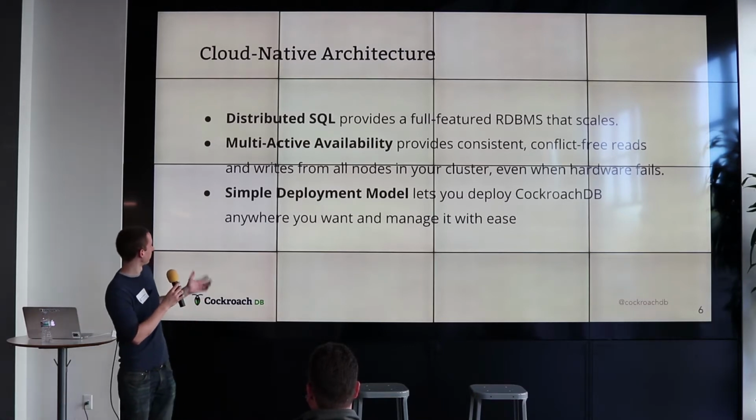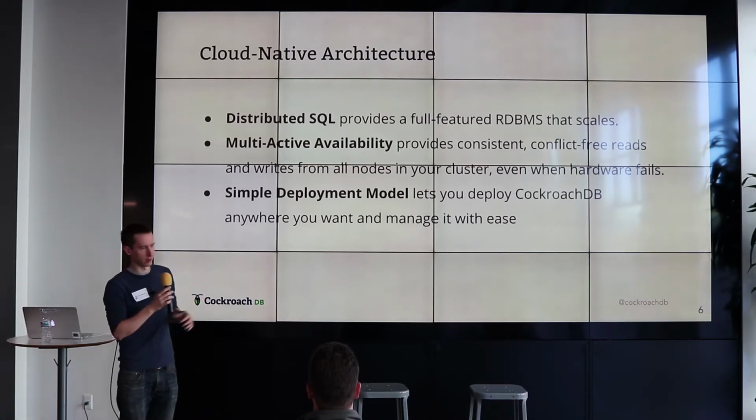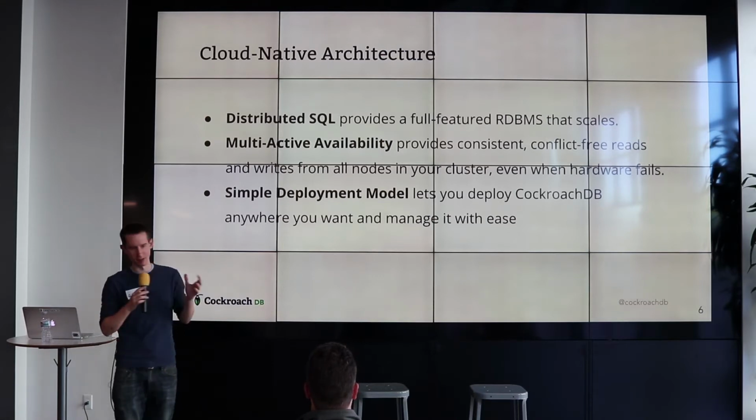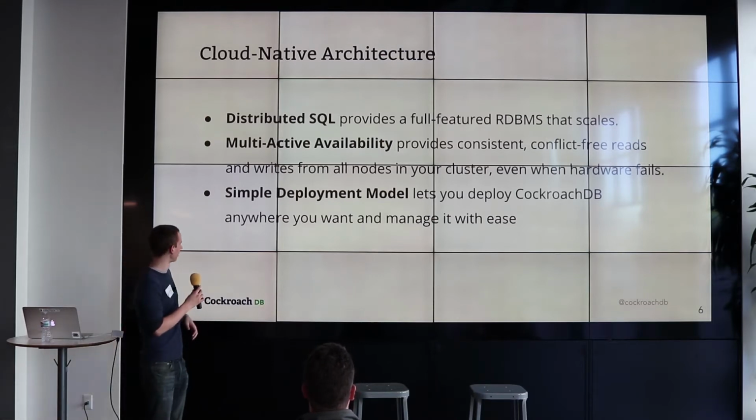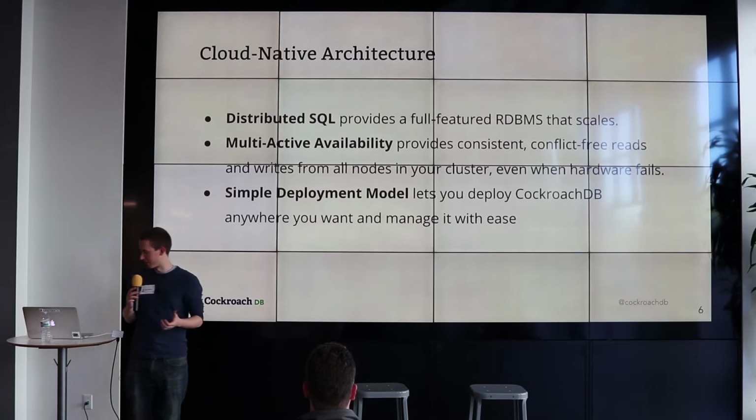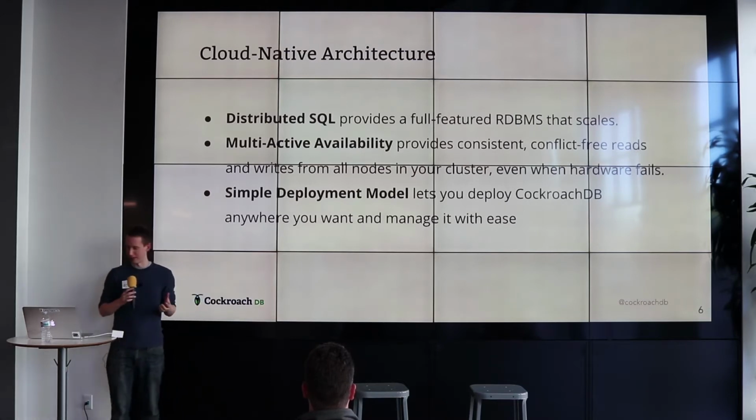So it's this thing that we call multi-active availability. It doesn't matter what you talk to. They're all identical. And it's really easy to deploy Cockroach, which also lets it fit well into cloud-native architectures. You can put it on any machines anywhere you want and manage it with ease.